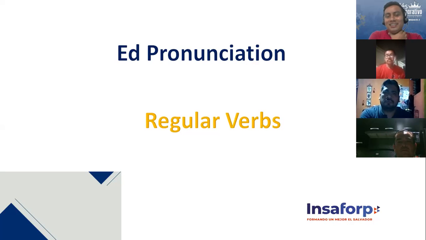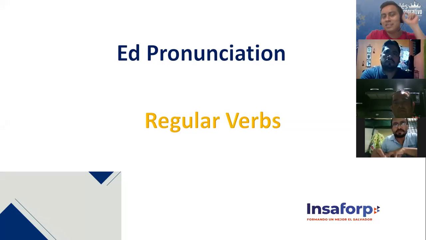Well, this is the thing. If a verb ends with a T or a D sound, we add an extra syllable. Listen to this again. If a regular verb ends with a T, like tango, or a D, delta sound, we add an extra syllable. Give an example: start ends with a T sound, so we say started. We add an extra syllable.